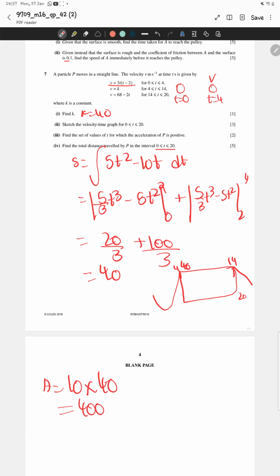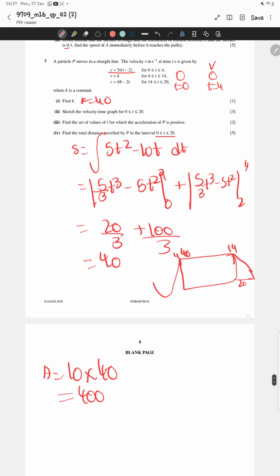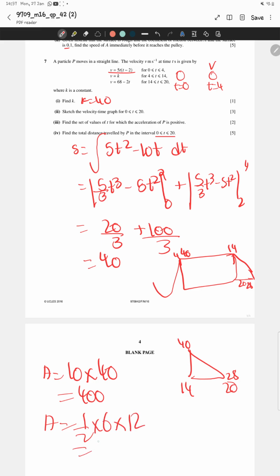400. And then to find this last one, what was the speed here? I think it was 28. So it fell to 28. So it was like this. Up here it was 40, and down here was 28. So you can just find it using the area of triangles. So half into 6 into 12. So 3 times 12 is 36.